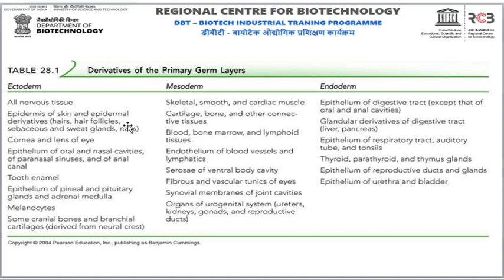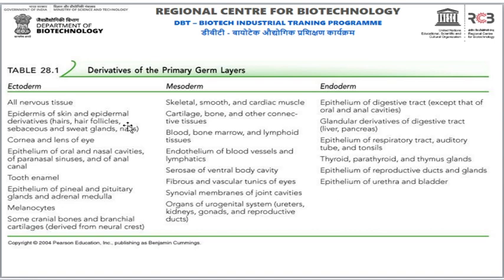From mesoderm come skeletal muscle, smooth muscle, cardiac muscle, blood, bone marrow, lymphoid tissue, endothelium of blood vessels and lymphatics, synovial membrane of joint cavities, and organs of the urogenital system like ureter, kidney, gonads, and reproductive ducts. So you should know that reproductive ducts, kidney, and gonads are derived from the mesoderm.